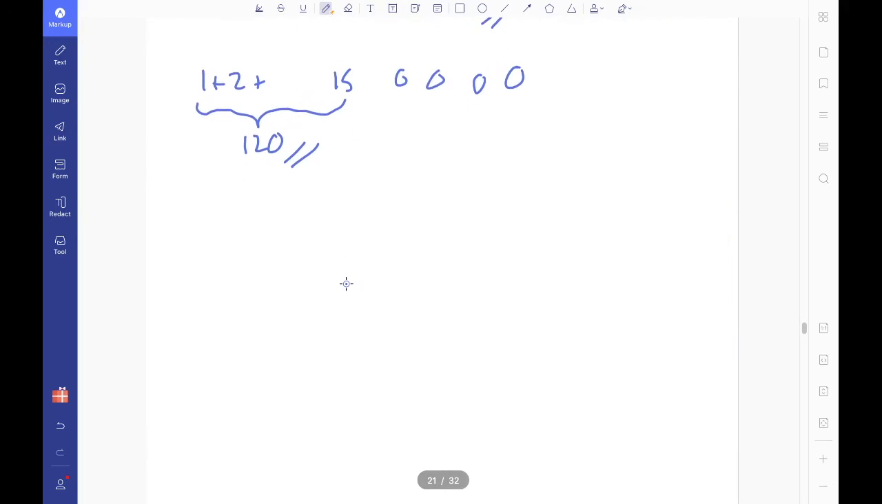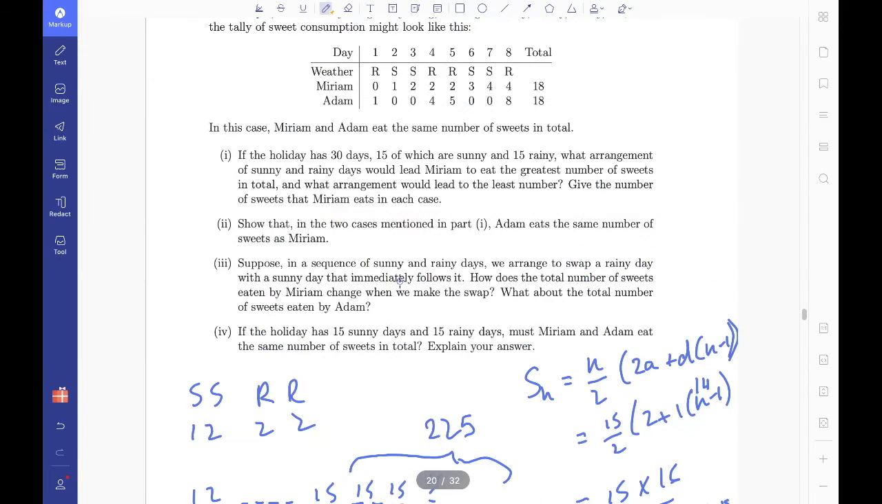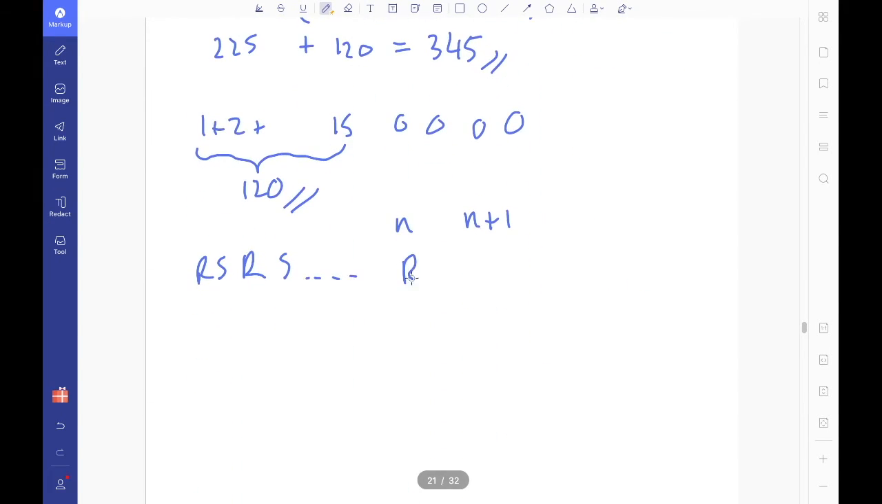Interesting. Let's say that we have rainy, sunny, rainy, sunny, some sort of combination, and then on the nth day and the nth plus 1 day, we arrange to swap a rainy day with a sunny day that immediately follows it. So this is a rainy day, this is a sunny day. And then we've got some sequence of rainy and sunny going on here. These are some combination, and these are some other combination here. And we're just going to swap these two.